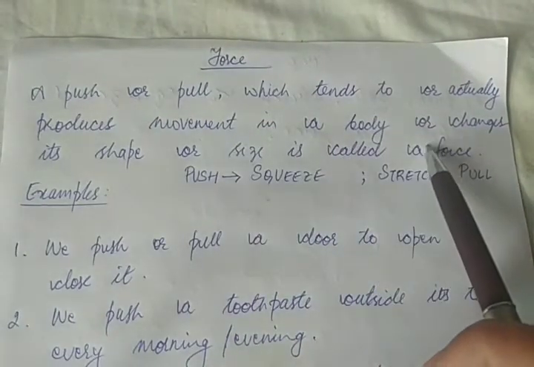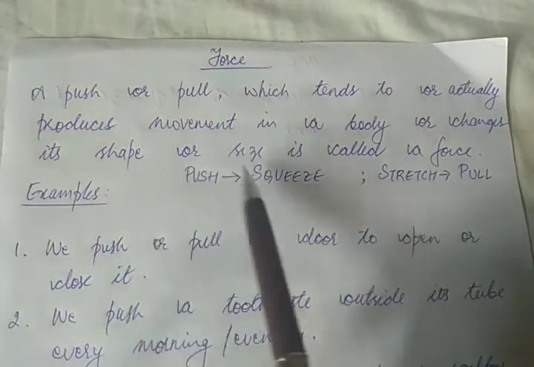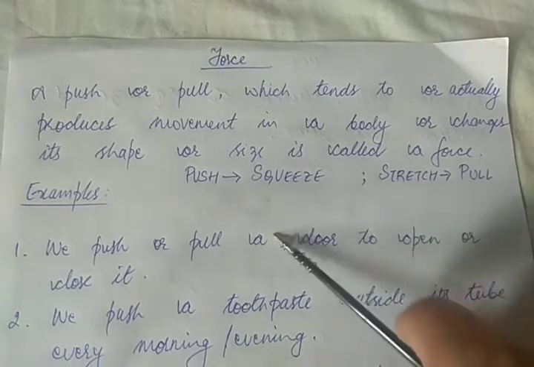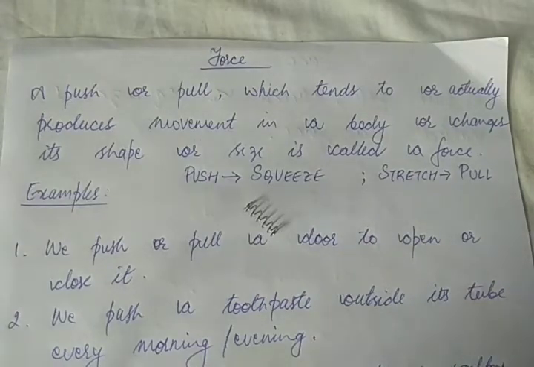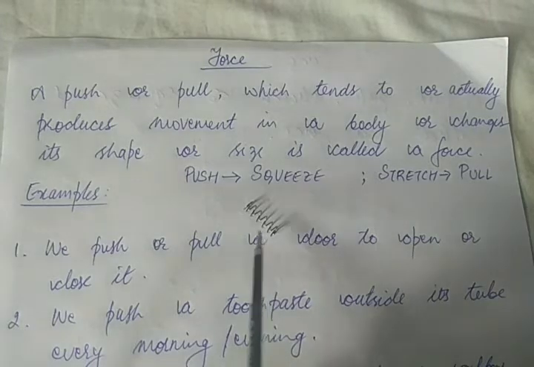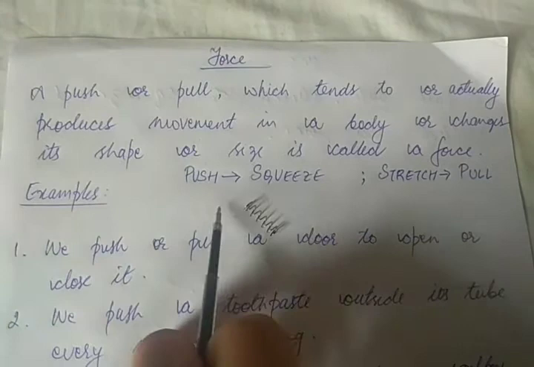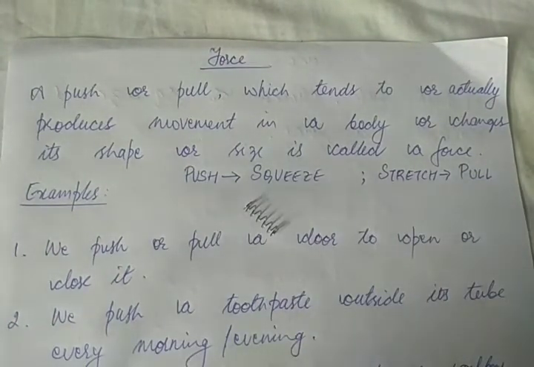All right, now let's discuss this: or changes its shape or size. Say for example, I have this spring. I can stretch this spring, I can squeeze this spring, I can pull the spring. When I pull the spring, its length increases. When I squeeze it, when I push it from both sides, its length decreases. Or say I have a piece of paper and I squeeze it. The paper changes its shape and also its size.